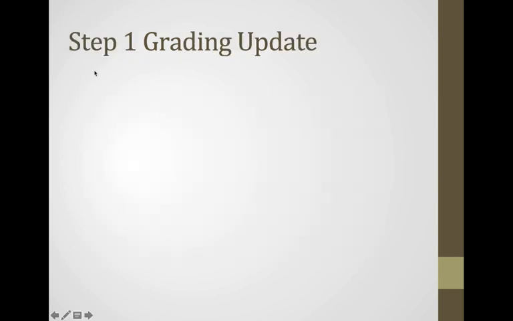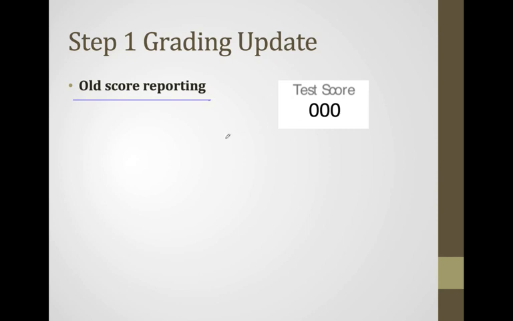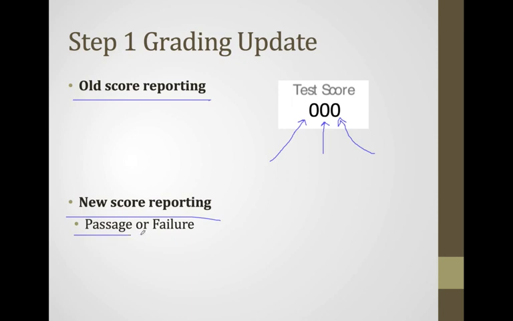grading update. Now, as you may know, the old score reporting system utilized a 3-digit numerical score to tell you, with the first digit, whether or not you're going to be a doctor, with the second digit, what type of doctor you're eligible to be, and with the third digit, on a scale of 0 to 10, how physically attractive you are. Now, with the updated score reporting system, it will simply be graded as passage or failure, one more option than I typically have in the eyes of my father.